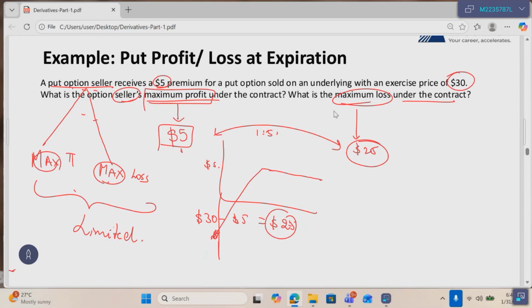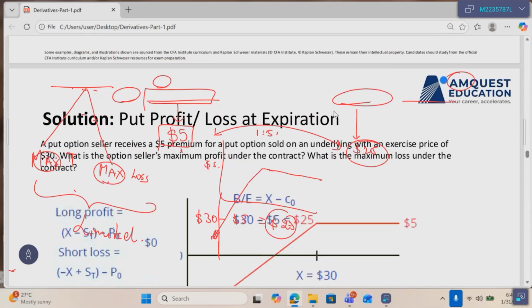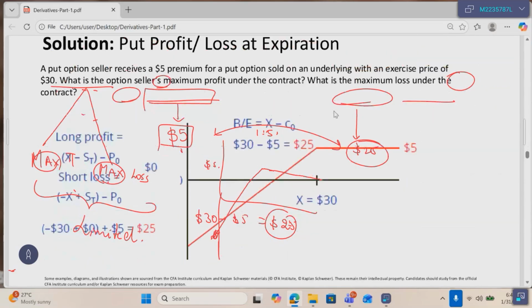Any questions? Okay. There you go. That's the solution. Maximum profit, $5. Maximum loss, 25. Diagram, just showed it to you.